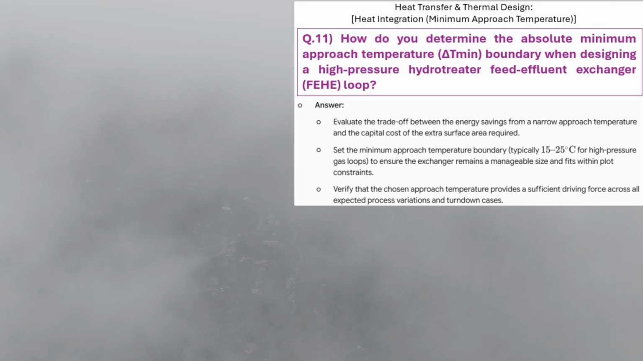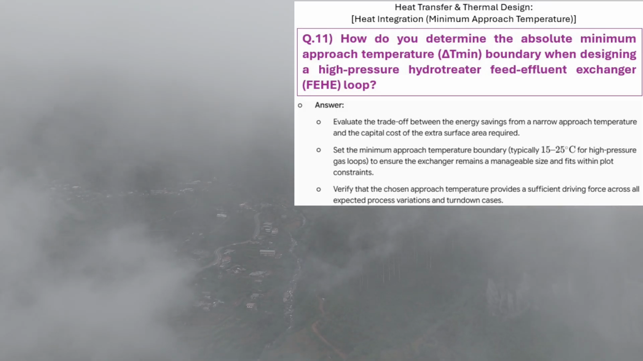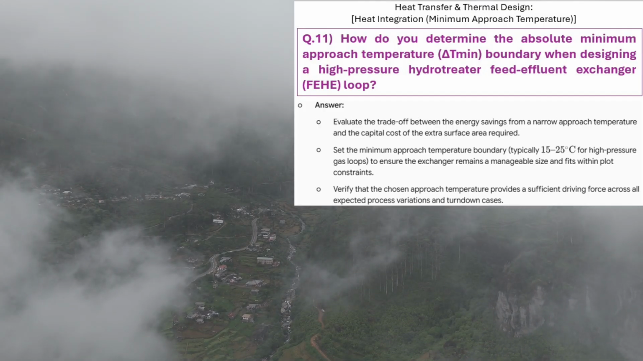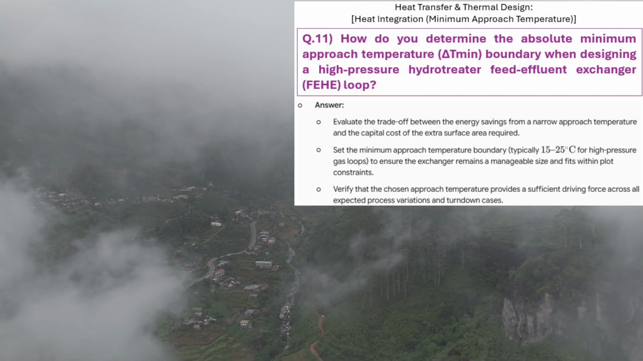Let us challenge your plant-wide network economics directly. I want to examine high-pressure hydrotreater feed effluent exchangers, the FEHE loops. The massive networks. Show me the money on your design philosophy. How do you conceptually and mathematically determine the absolute minimum approach temperature, the delta T?